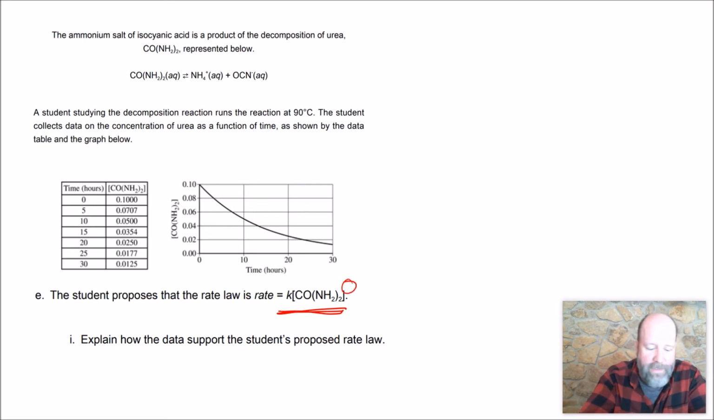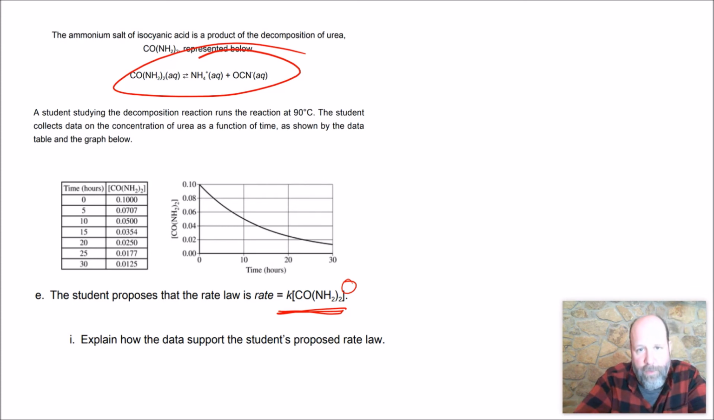But it doesn't ask, how does this equation support the proposed rate law? It asks about the data. And when you look at the data, you can see we've got this kind of exponential decay going on, and it's very clearly a half-life graph. You can even see that at 10 seconds, we're at 50% of what we started with. 10 seconds later, we're 50% of that. 10 seconds later, we're 50% of that. So this is a straight half-life graph.